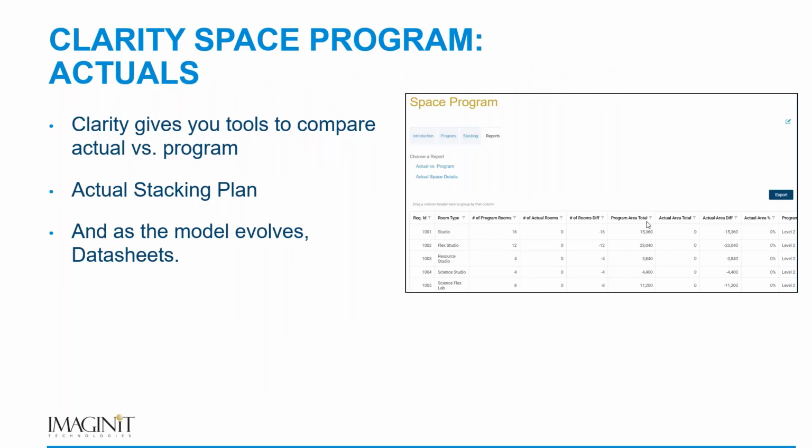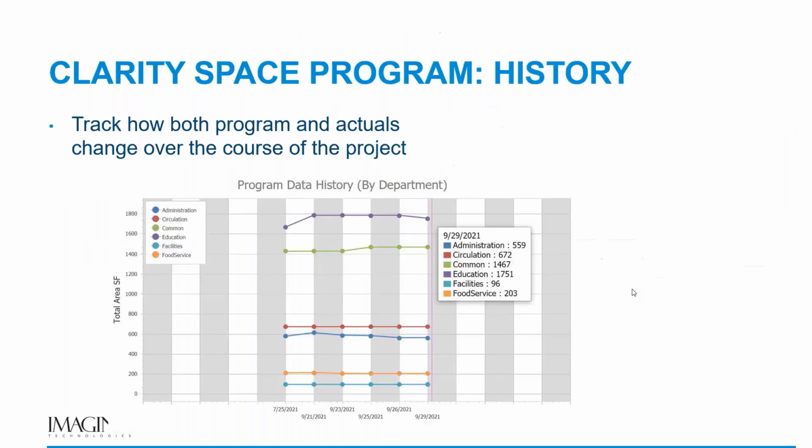Tracking the data all the way through the process from before, just at the program level, and getting down into actuals, so that non-Revit users can have visibility of where you are at all times, as well as that historical data where you can go back and look at the history of how things changed over the life of the project.